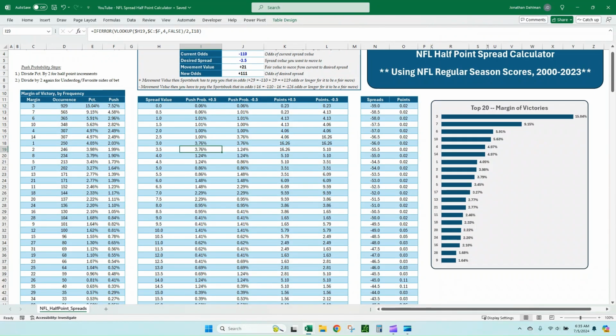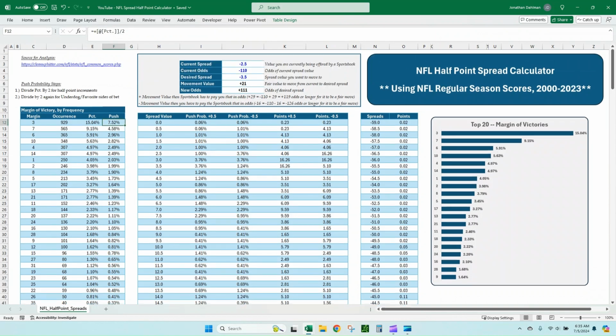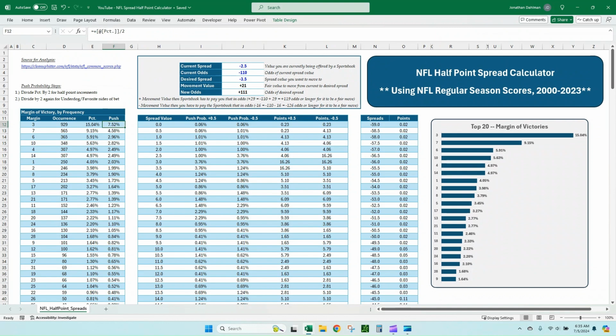If we go to the 3, for example, we have 3.76 for the underdog and then 3.76 for the favorite. You add those two up, you get the 7.52, which is that value right there. That's how all the data flows together. And then the final part is we have to assign American odds to that. We use the formula for converting probability percents to American odds, and that's what's in this column here.